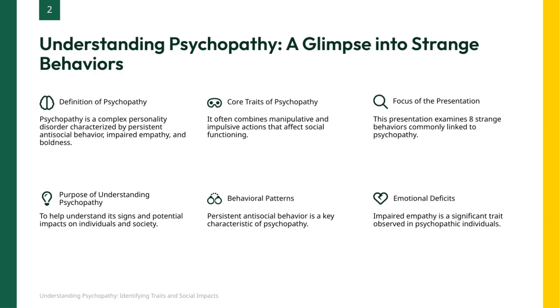In this presentation, we'll take a closer look at 8 unusual behaviors that are commonly associated with psychopathy. Understanding these behaviors is important not just for identifying signs of psychopathy, but also for recognizing the broader impact this disorder can have on individuals and society as a whole. Central to psychopathy is a pattern of ongoing antisocial behavior, along with significant emotional deficits. Most notably, a reduced ability to empathize with others. These traits together shape much of what defines psychopathy and its effects.